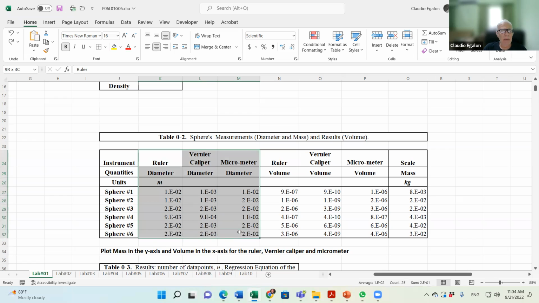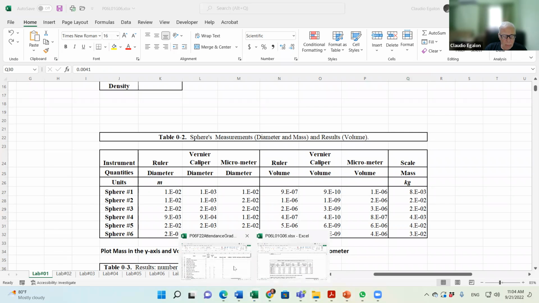We measure the lengths, and then we also measure the mass of the sphere. Why are we doing that? We're doing that for a very good reason. We want to find out the density of those spheres. I provide 6 different spheres to my students during the lab. They measure the diameter of the sphere with 3 different instruments. They make a table, this table that you see right here. The table calculates the volume for you, and they also measure the mass of the spheres.